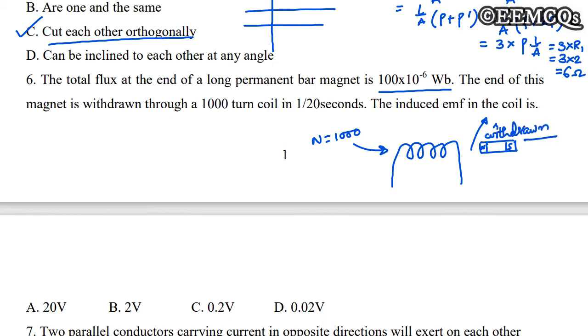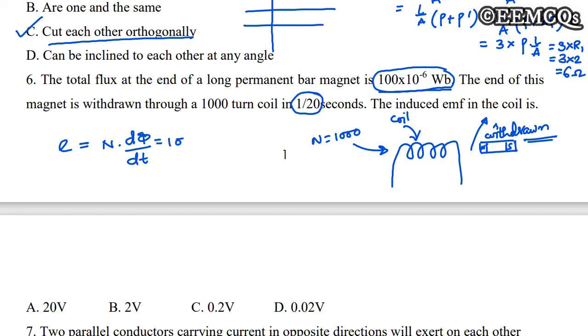By withdrawn, what is being said? Means by withdrawing, there is a change of the magnetic field through this coil. And it is written that the bar magnet is having a flux of 100 into 10 to the power minus 6 Weber at its end. So initially the flux will be this and finally the flux will be 0. So what we can write here, the induced EMF E is equal to N into d phi by dt. And the time for this change of flux is 1 by 20 seconds.